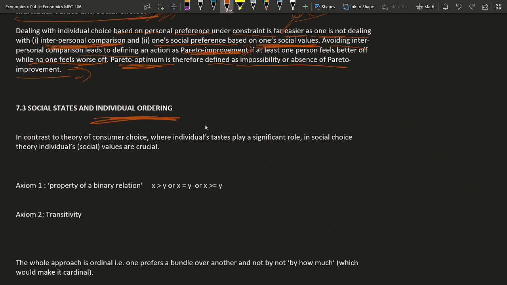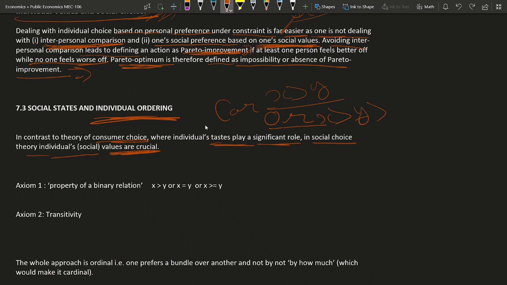In contrast to the theory of consumer choice, where individuals' tastes play a significant role, in social choice theory, individuals' values are crucial. There are two kinds of utility, cardinal and ordinal utility. We are only considering the orders of individual preferences. We are not going into how deeply they love or hate the other goods compared to X or Y. We are only considering their orders, not their values.